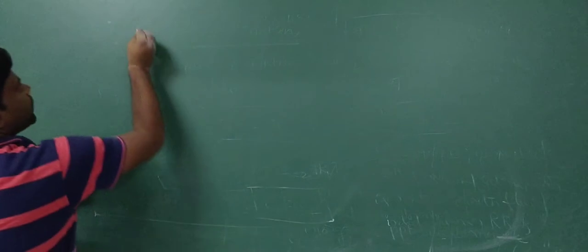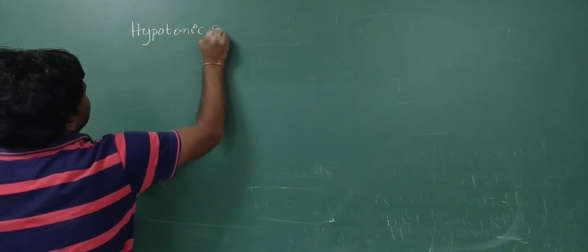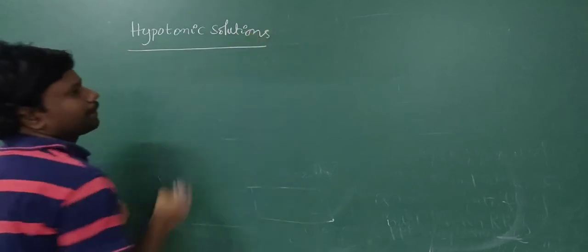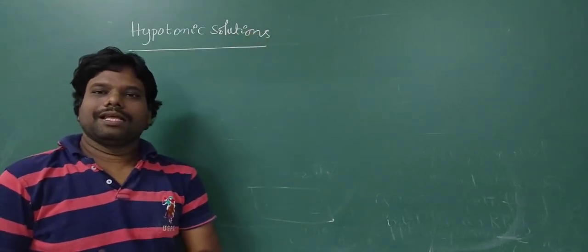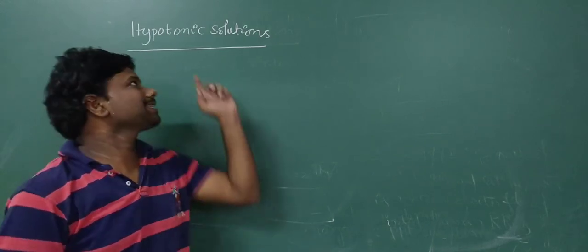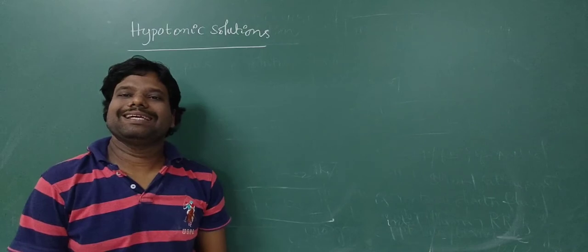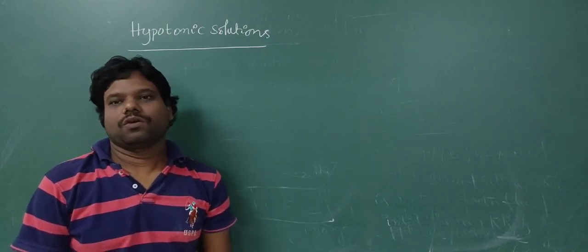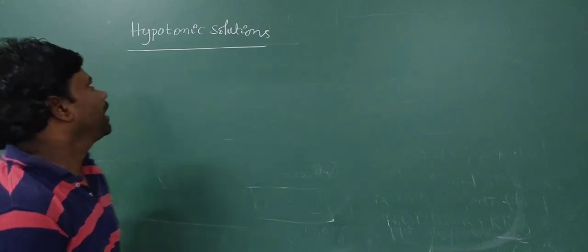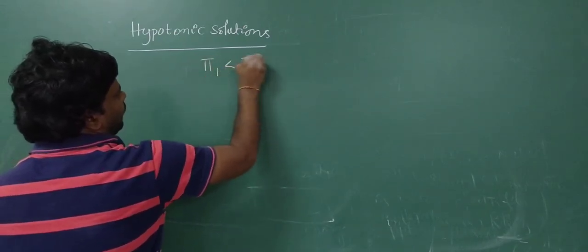Now, hypotonic solutions. Look here. The solution having less osmotic pressure and less concentration than the other solution is called a hypotonic solution. Once again listen: the solution having less osmotic pressure and less concentration than the other solution is called a hypotonic solution. That means pi 1 is less than pi 2.